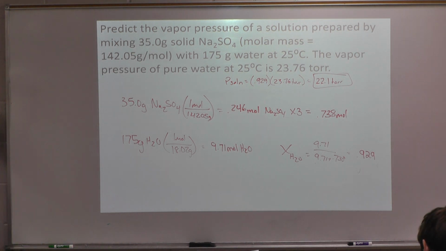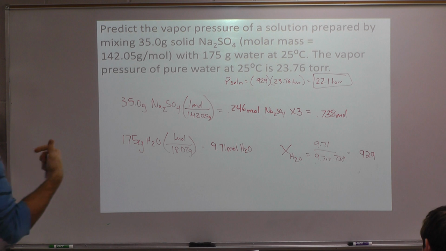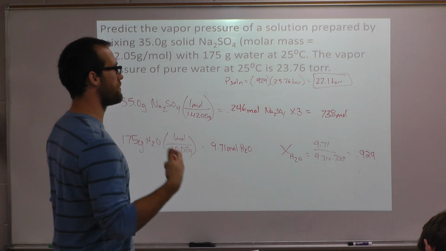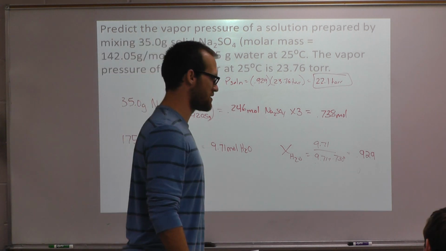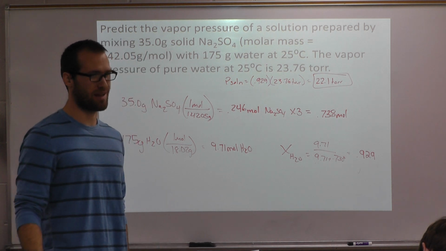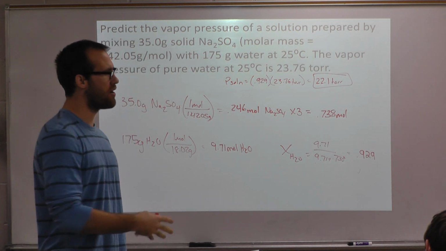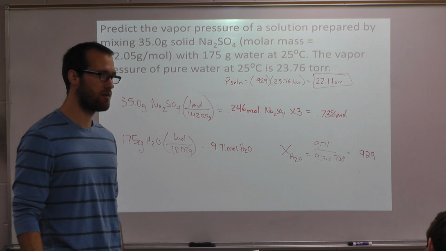So what's the big thing you need to remember when dealing with ionic versus covalent things dissolving? Multiply by the number of particles it breaks up into, because the impact something has on the properties of a solution is 100% dependent upon how many particles you have, not how big those particles are.